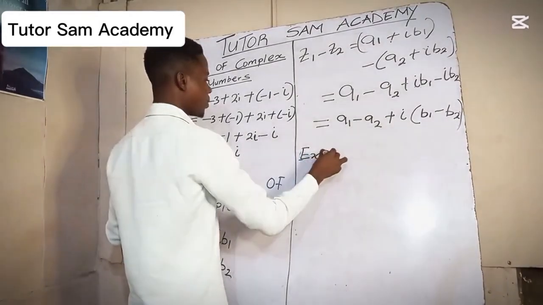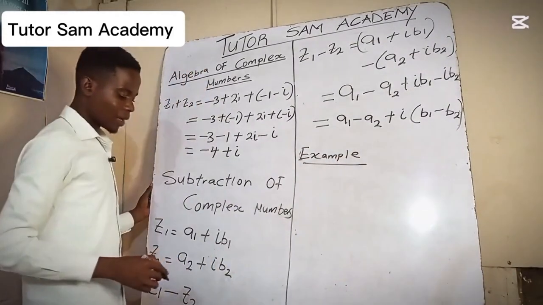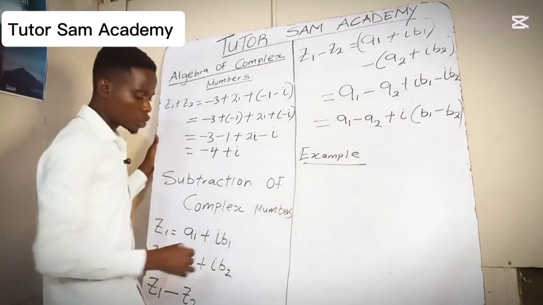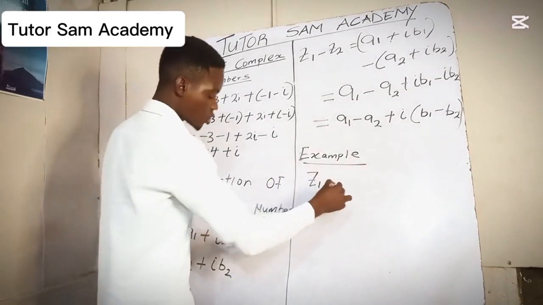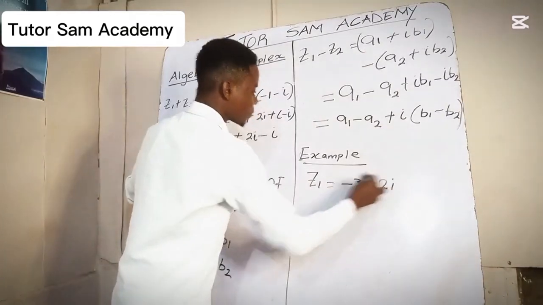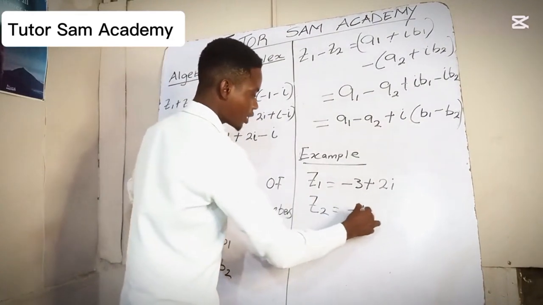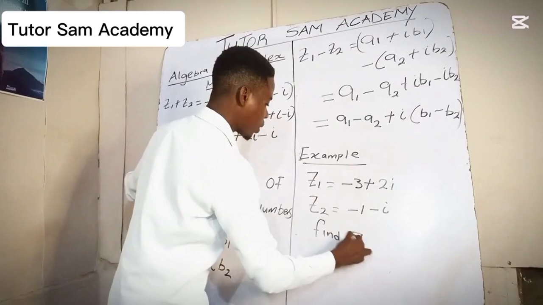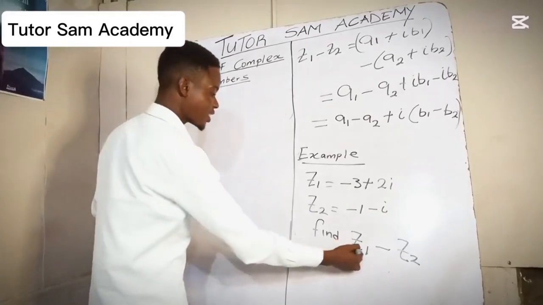So example. Now let's use the same example we used for addition. Let's use it for subtraction also. Let's say we have Z1 is equal to minus 3 plus 2i, Z2 is equal to minus 1 minus I. Find Z1 minus Z2.